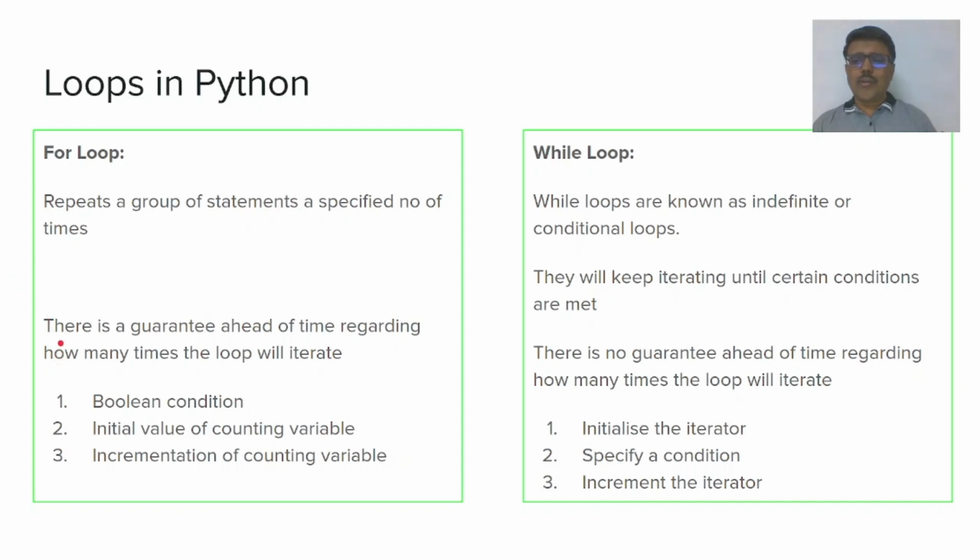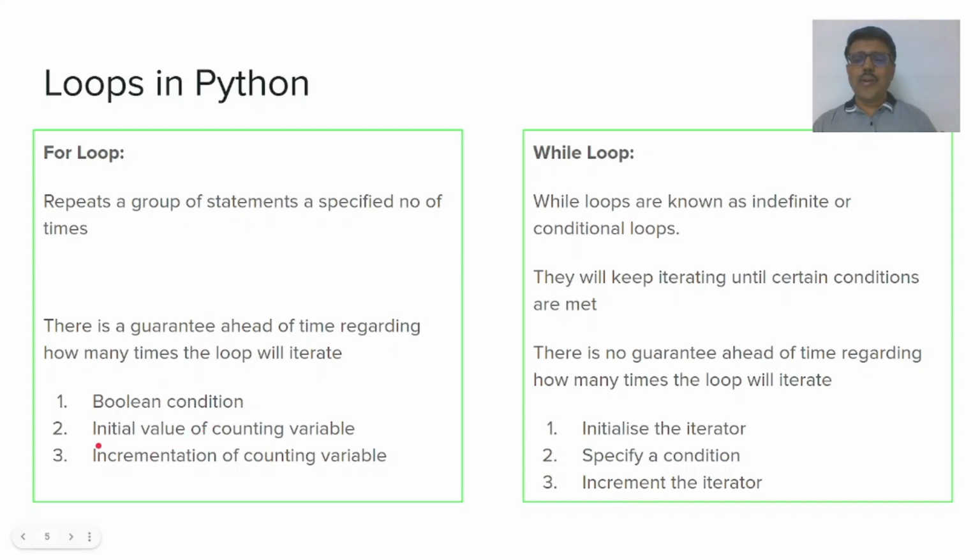So that means, as you can see here, there is a guarantee ahead of time regarding how many times the loop will iterate, because we know that there are 8 balls, right? So 8 number of times we'll be repeating it here. Whether a ball is available, that condition is always understood. If the ball is not there, it stops there, right?